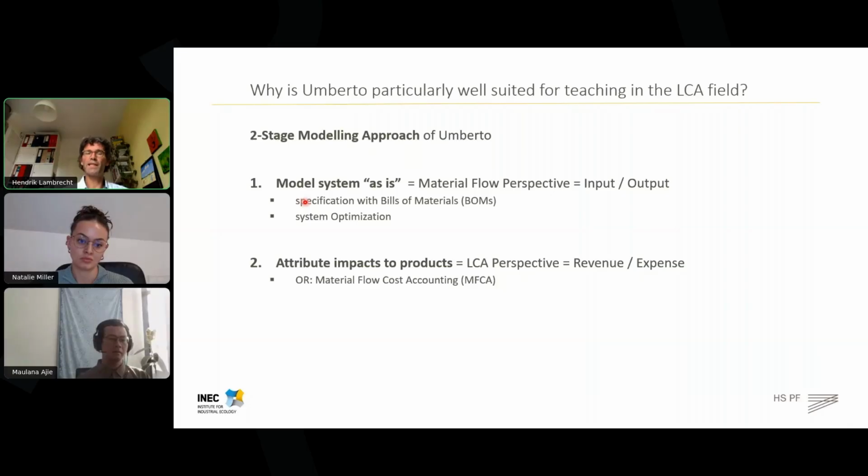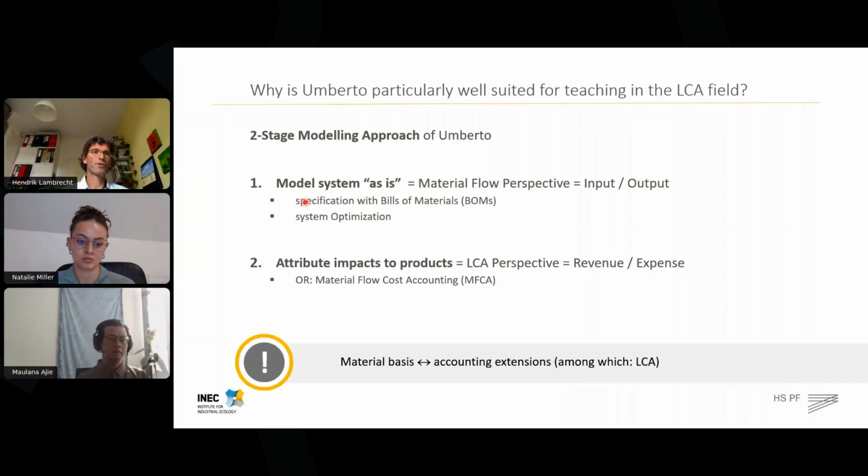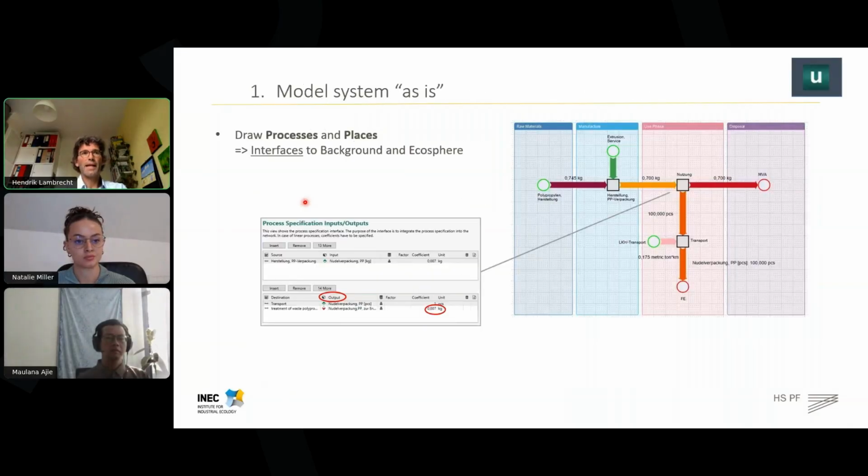So as you can already see at this point, it's a quite flexible approach. I want you to have in your mind that there are those two levels, the material flow basis and then the accounting extension, among which there could be LCA. Now, how does this look concretely?